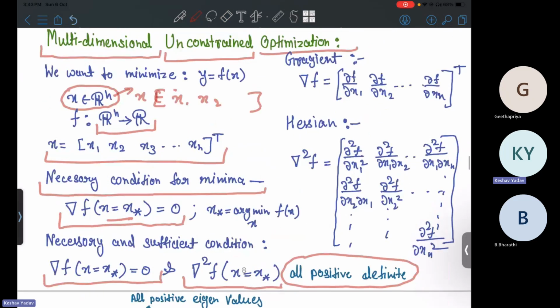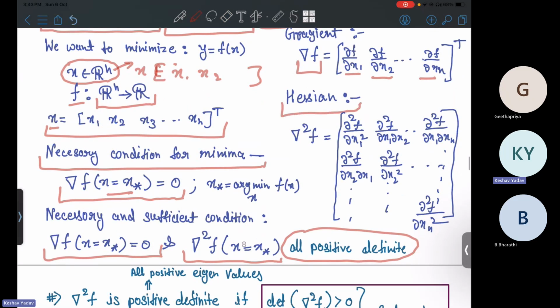So how is the gradient defined? Suppose x is defined like that and my function is this, then my gradient will be del f upon del x1, del f upon del x2, up to del f upon del xn, transpose. Similarly, the Hessian is defined as follows: first you take the double derivative of f with respect to x1, then del 2 f upon del x1 del x2, then del 2 f upon del x1 del x3, and in the first row, nth column, del 2 f upon del x1 del xn. Similarly, you can write row 2, row 3 and row n.